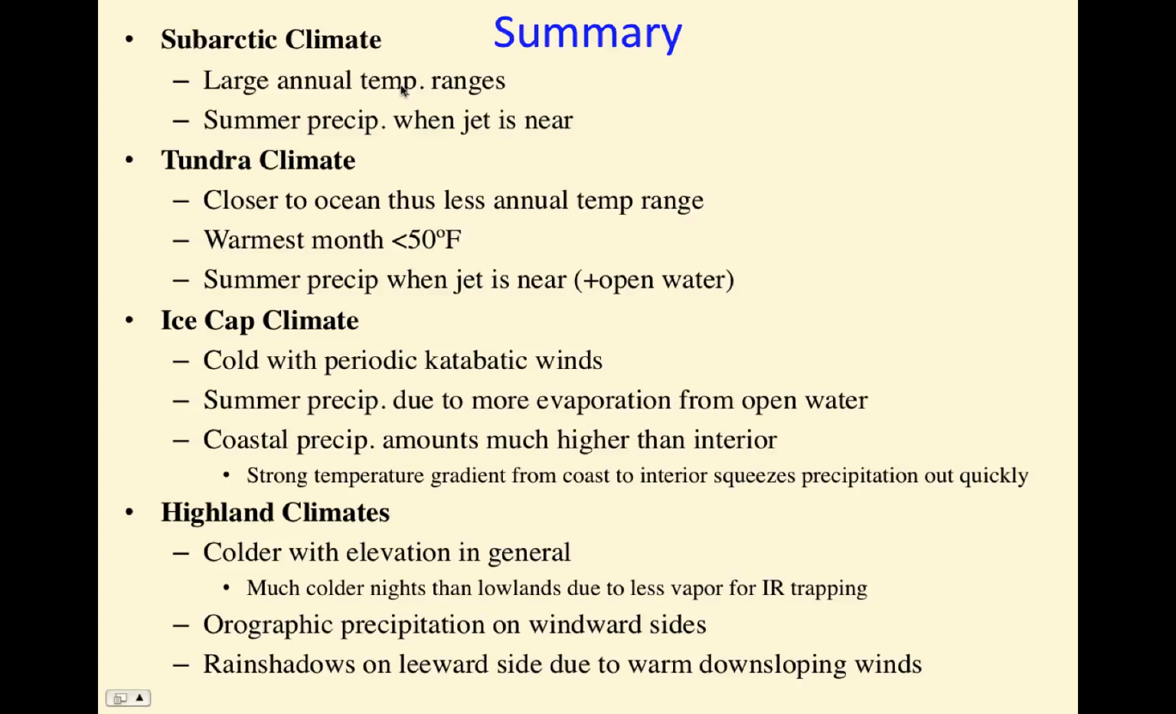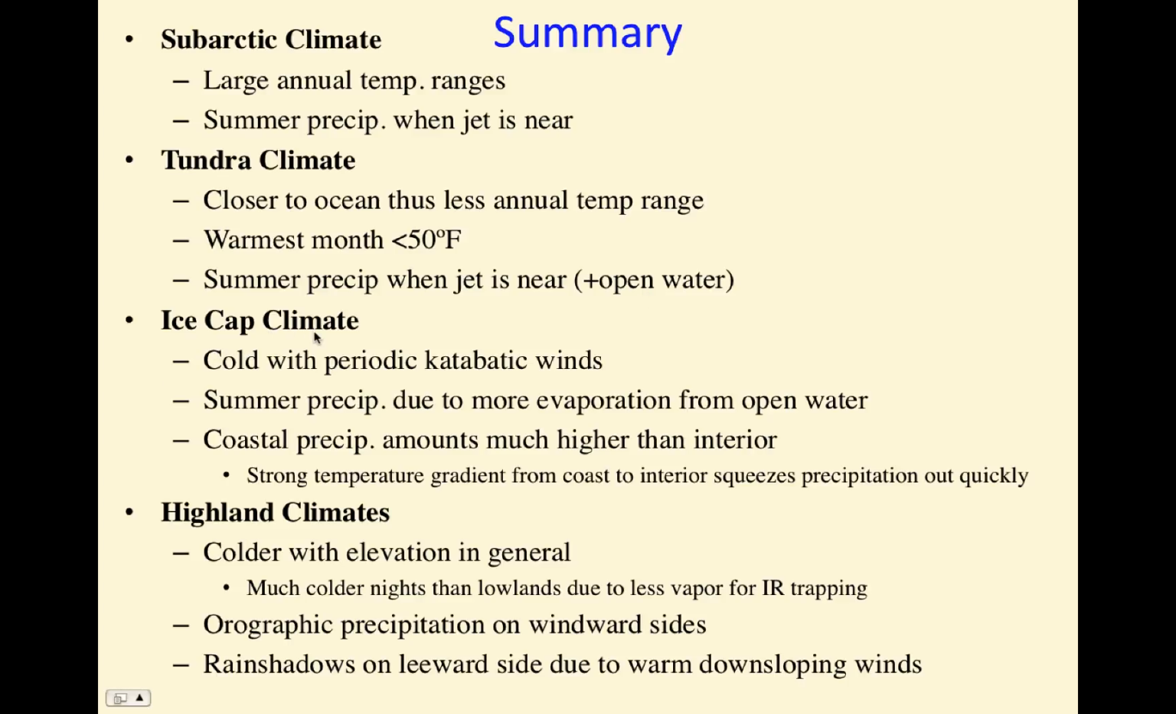Most of the precipitation in the subarctic climate happens when the jet is near, which for them, since they're so far north, is during the summer. And then going to the tundra climate, this is closer to the ocean, so there's less annual temperature range than the subarctic climate. The warmest month is less than 50 degrees, so long, harsh winter. Summer precip again when the jet is near, and they actually have open water at that time, so you can imagine there's more evaporation happening there.